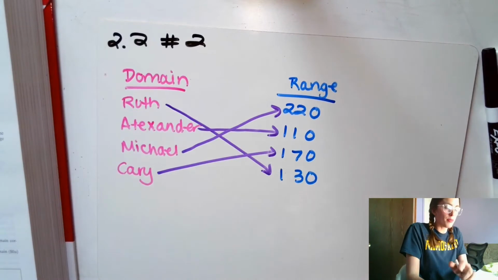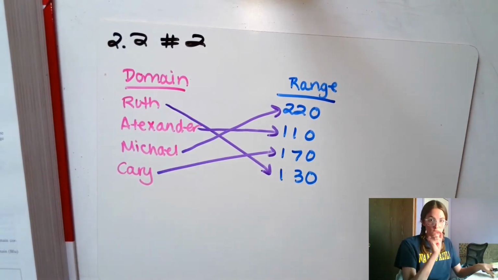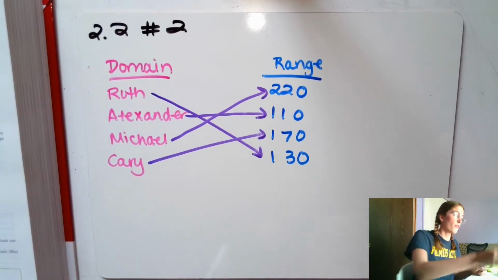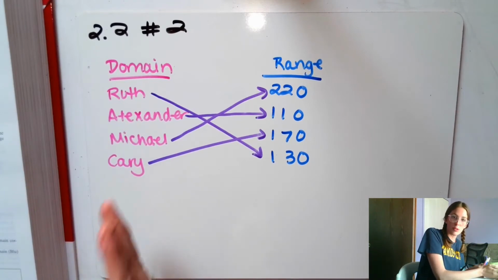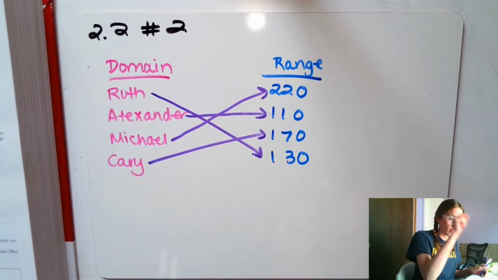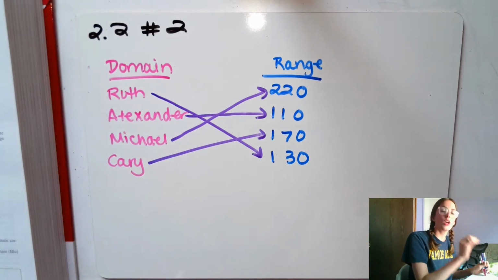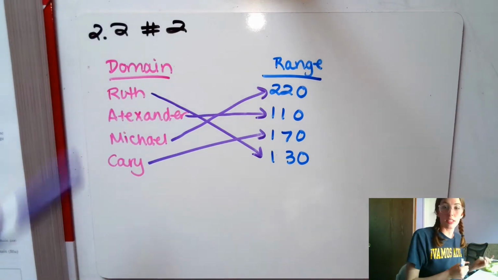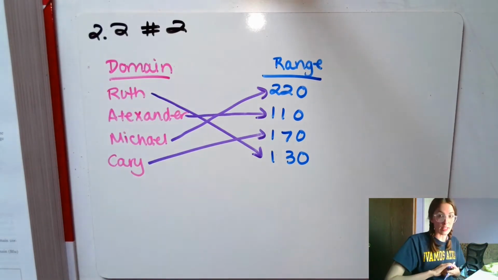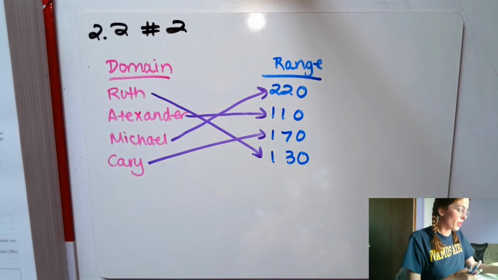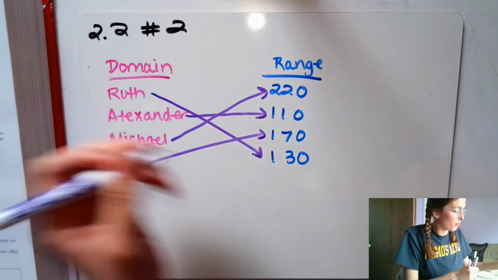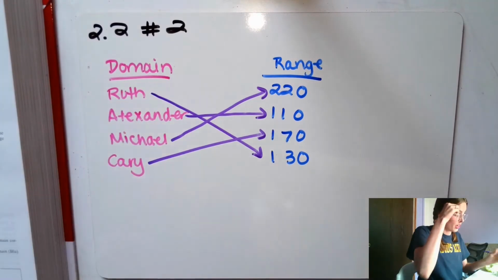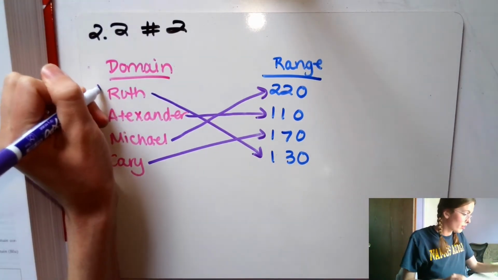Okay? So now remember the definition of a function. A function is a correspondence such that for each member of the domain, so for each possible input, there's exactly one possible output, or there's exactly one member of the range. So we'll go down the list and check to make sure each input has exactly one output. So Ruth has exactly one weight, 130 pounds. These are all in pounds. We're in the US, so Ruth is 130 pounds.